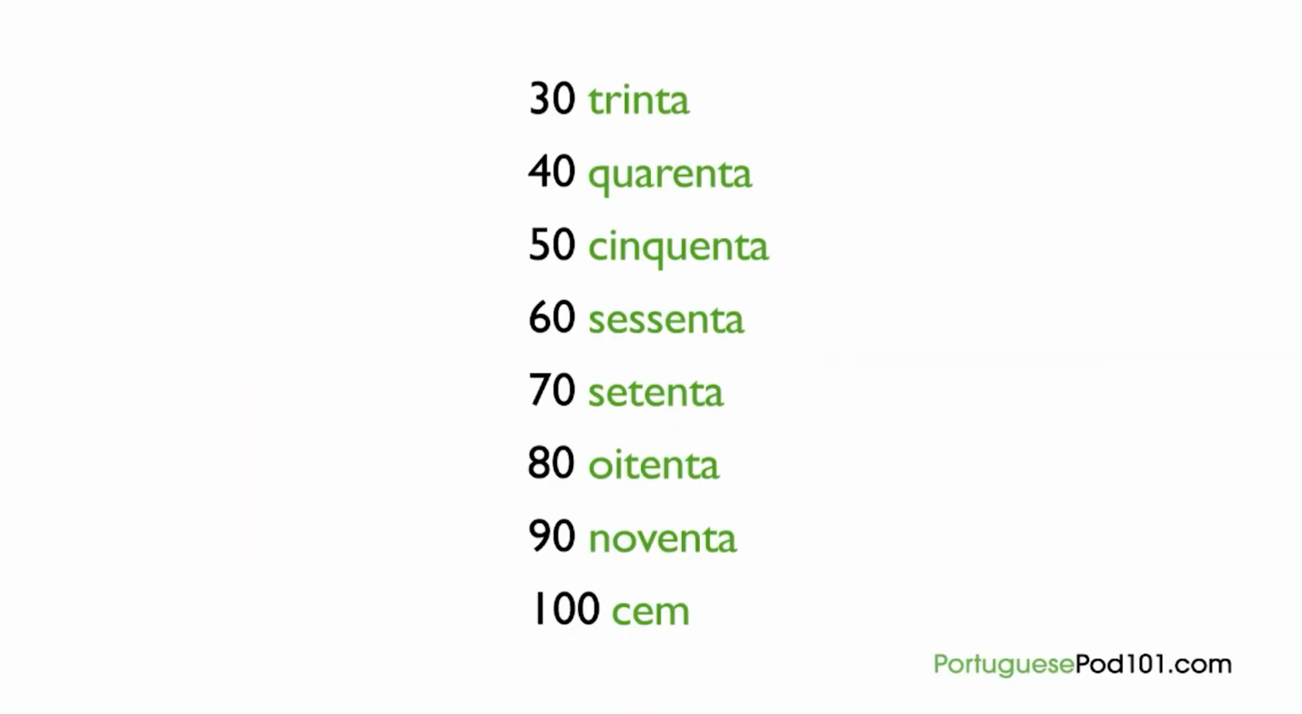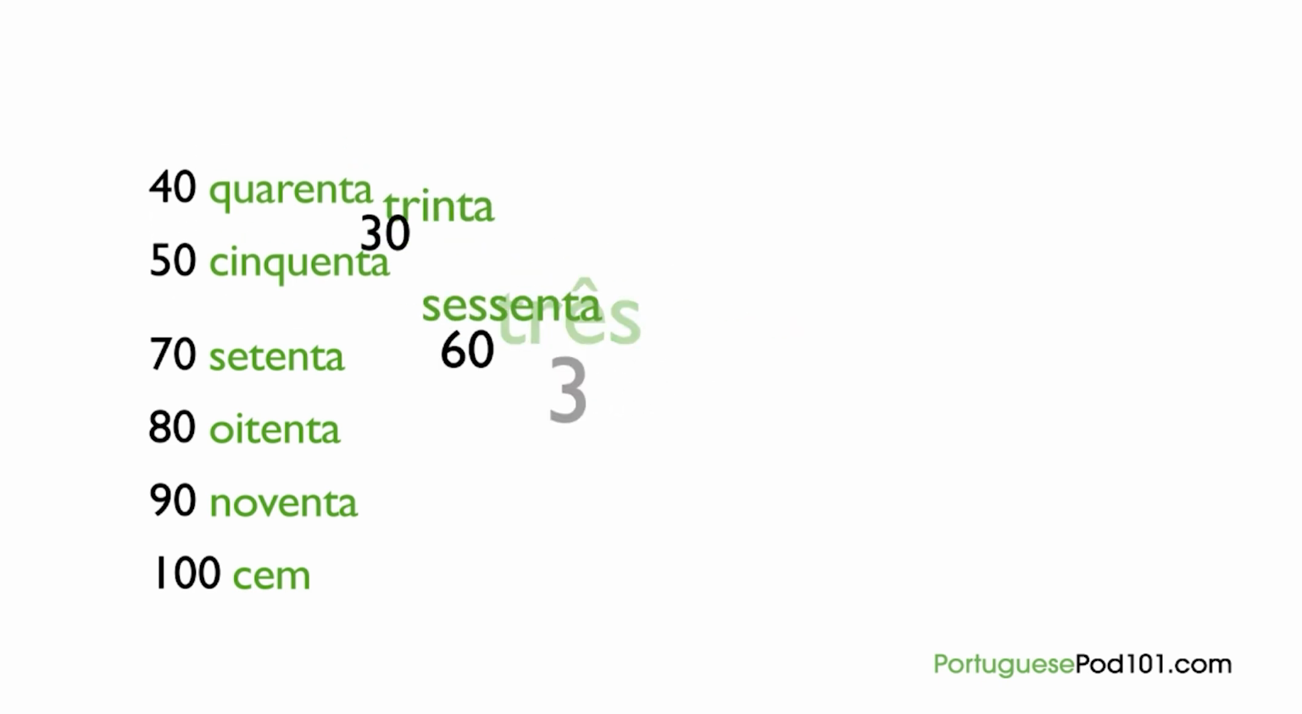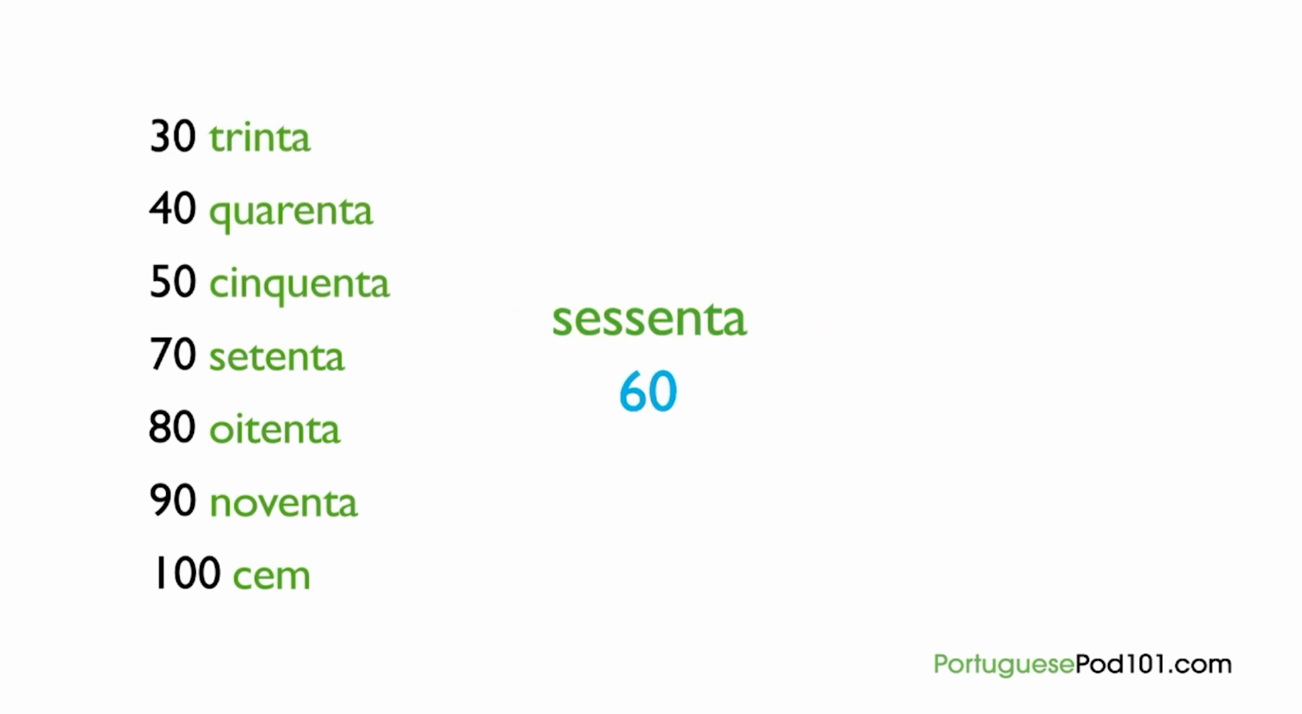While you have to memorize a few of these numbers, there are a couple of tricks that will make memorizing them incredibly easy. From 30 to 90, all the numbers start with the same letters of the simple numbers. For example, 30 comes from the number 3. Also, 60 comes from the number 6.